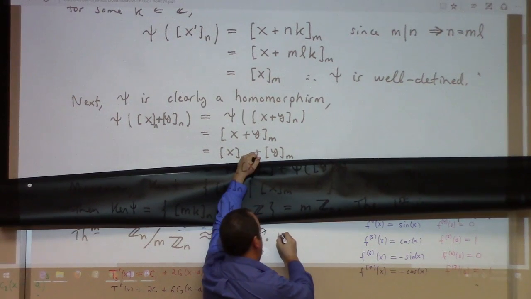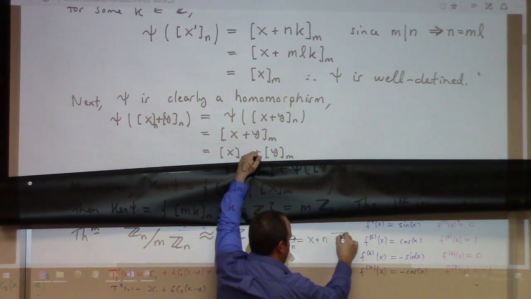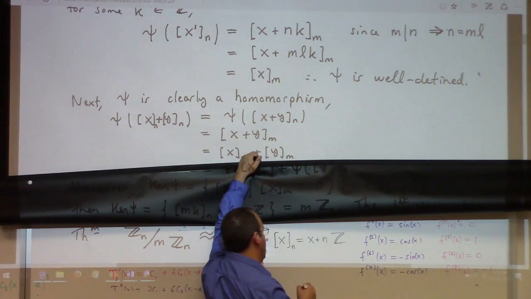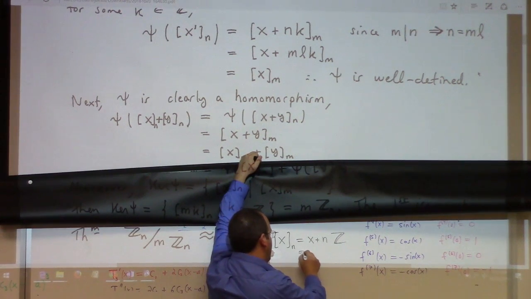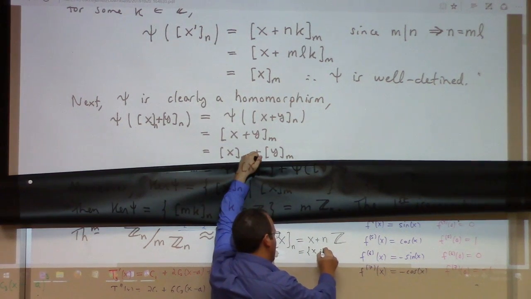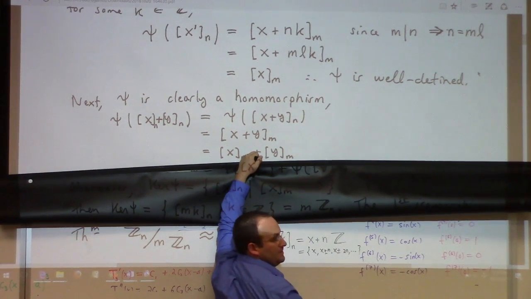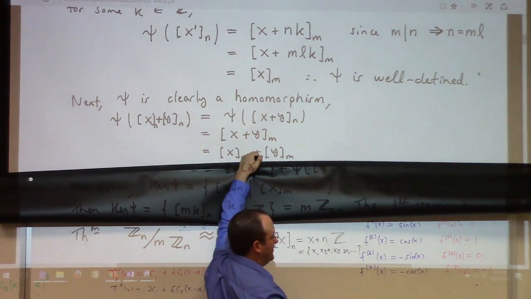So that would be brackets x n is equal to x plus nZ. It's the coset of n tuples. I mean, it's basically the set which, more explicitly, is x plus n, x plus 2n, plus or minus n, plus or minus 2n, and so forth. And we can add those sets of integers, which reproduces what we call modular arithmetic.